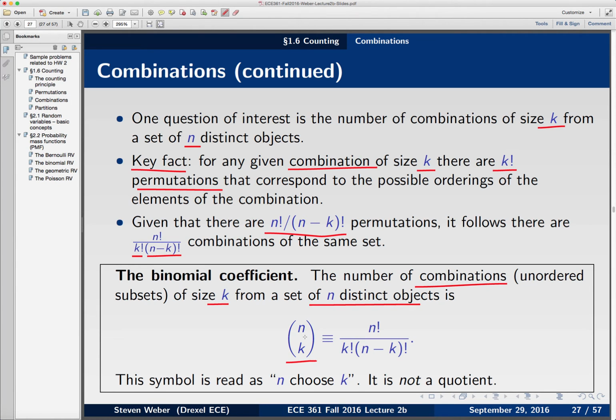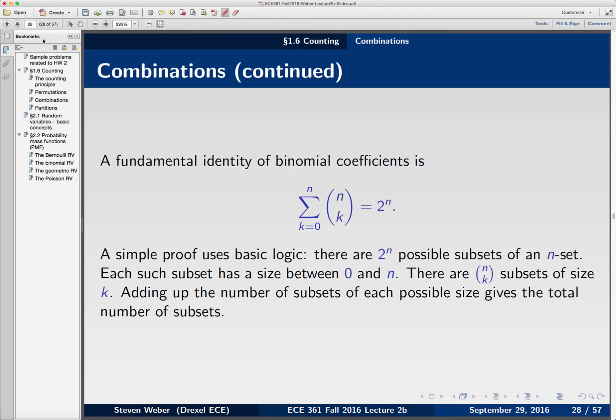Note, it is not a quotient. There is no division line between n and k. Binomial coefficients have many important properties. We will just cover 2 of the most fundamental.